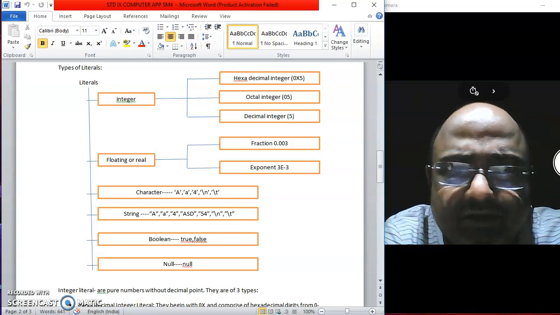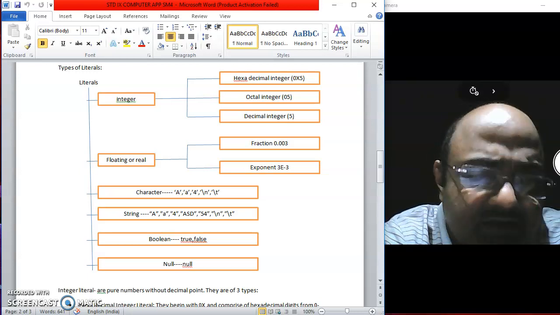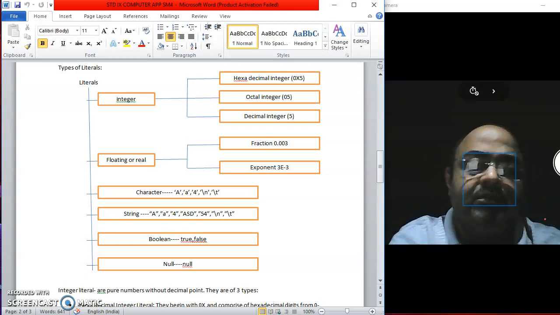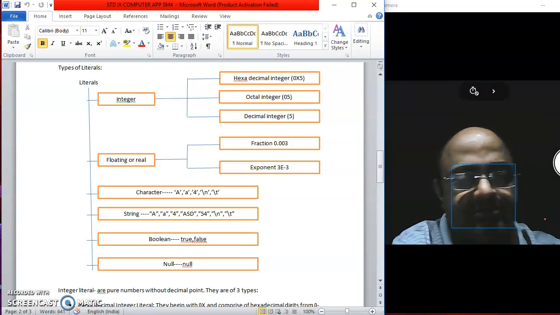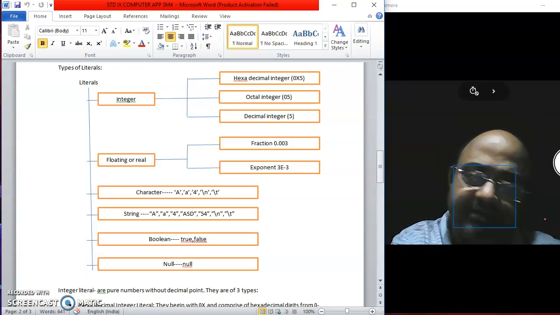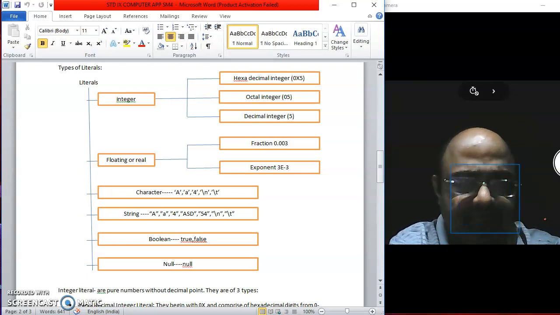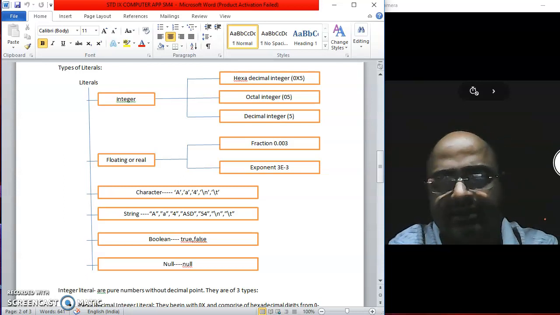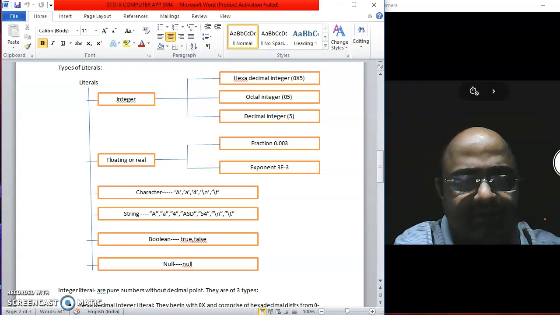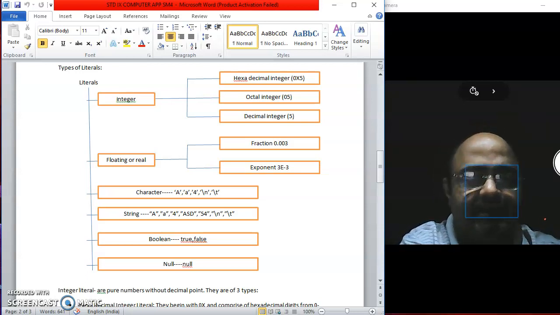Now, I am not going to go into details of these number systems, but just let me remind you that we had numbers in hexadecimal number system also, we had numbers in octal number system also, and decimal number system also, and binary number system also. Binary data is not considered directly in Java, so they are not taken into consideration when we are discussing integer literals. Integer literals are broadly classified as decimal integer literal, octal integer literal, and hexadecimal integer literal.